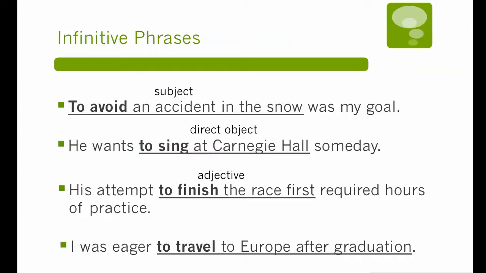I was eager to travel to Europe after graduation. To travel is the infinitive. To Europe is a prepositional phrase as well as after graduation. Both of these modify to travel. So the entire infinitive phrase, to travel to Europe after graduation, is functioning as an adverb modifying the predicate adjective eager.